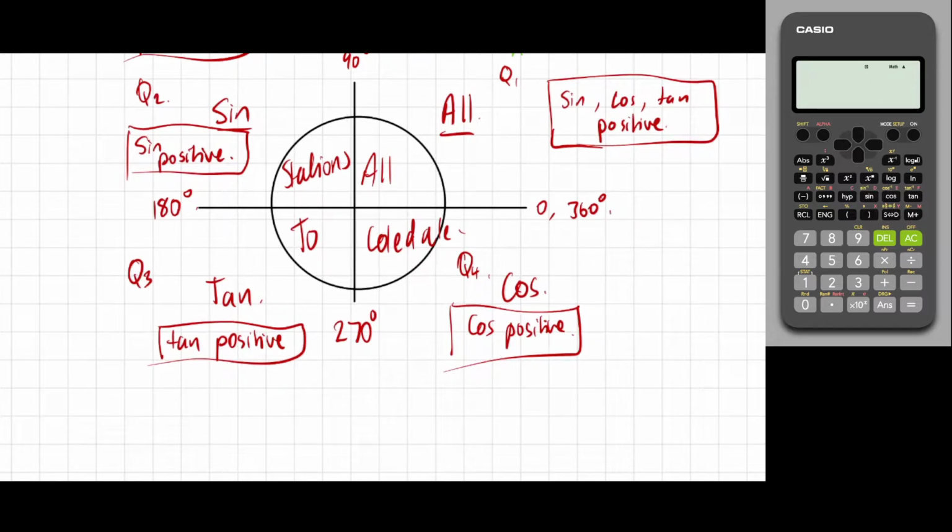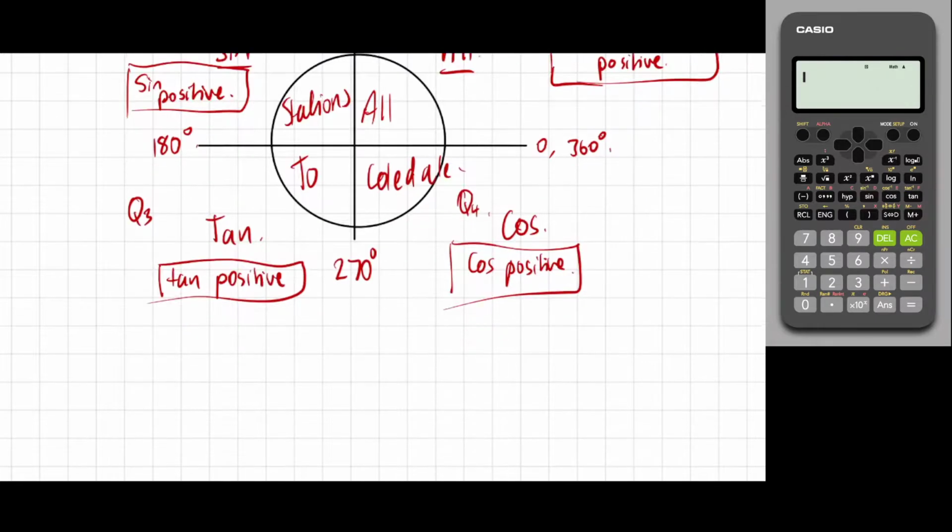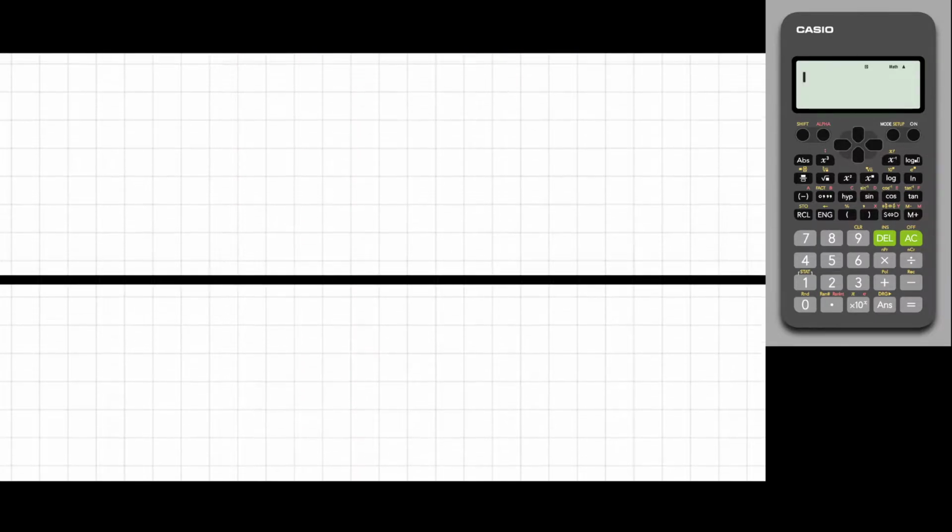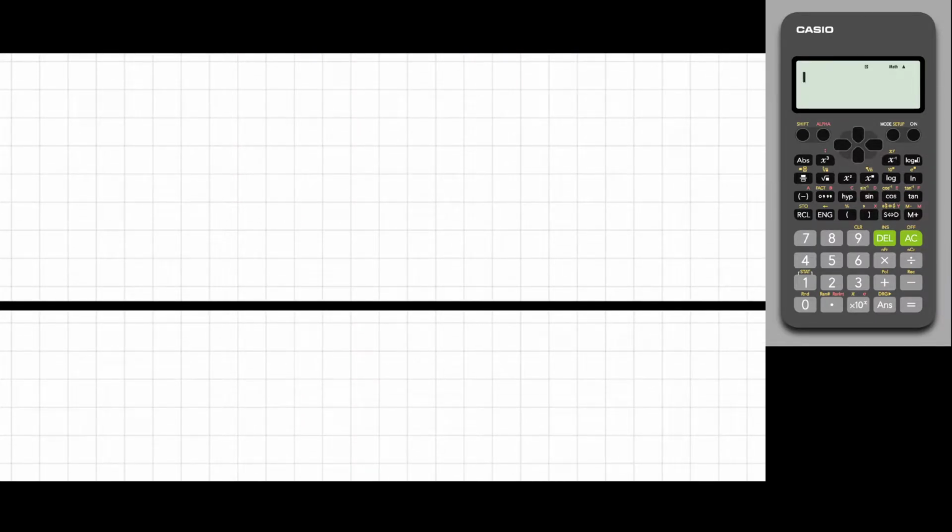Okay, well, why does this actually help us? Like, what is this going to allow us to do? Well, I'm glad you asked. What this is going to allow us to do is find values of trigonometric ratios very, very quickly. Okay, so let's say, for example, and we'll start off with a simple one, I wanted to find what tan of, well, let's say 150 degrees was.